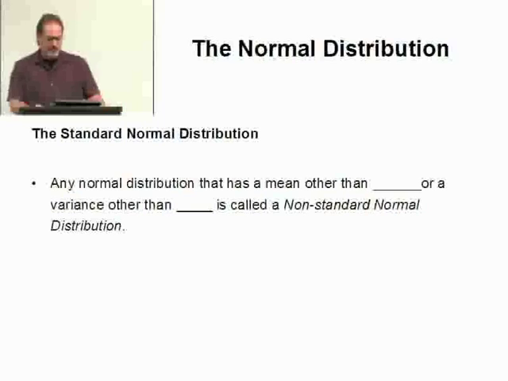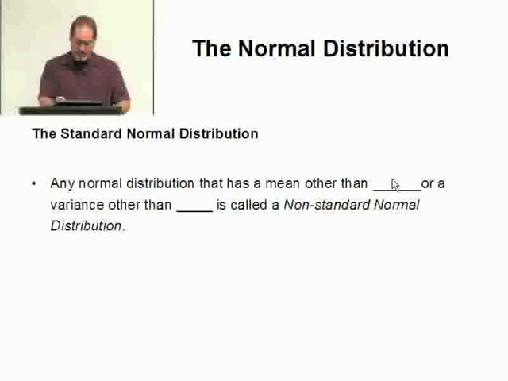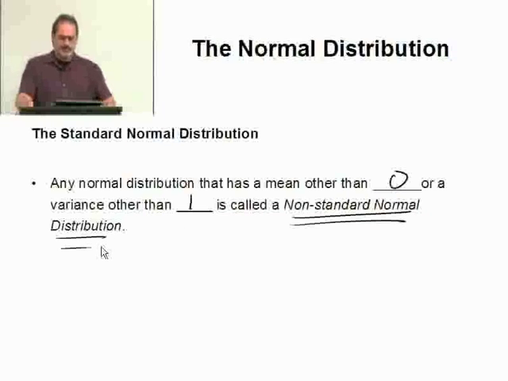Any normal distribution that has a mean other than 0, or a variance other than 1, is called a non-standard normal distribution. Okay, that's basically it for the introduction. And I believe next we're going to take a look at some scenarios, look at some notation, and actually start using the normal distribution to calculate some probabilities.